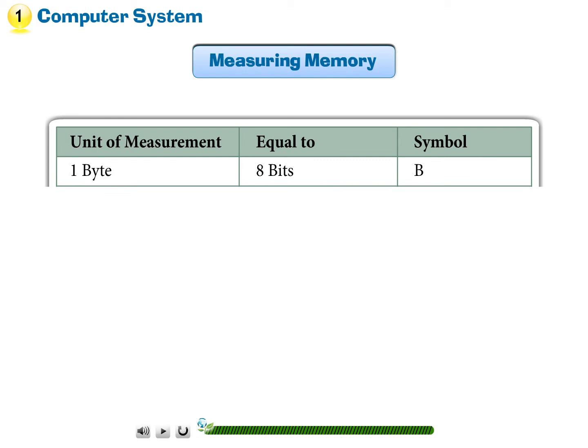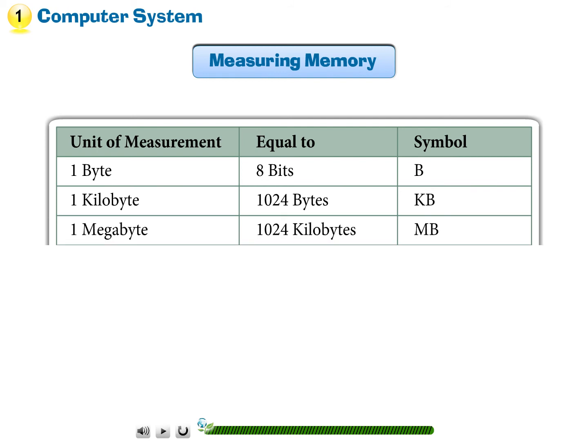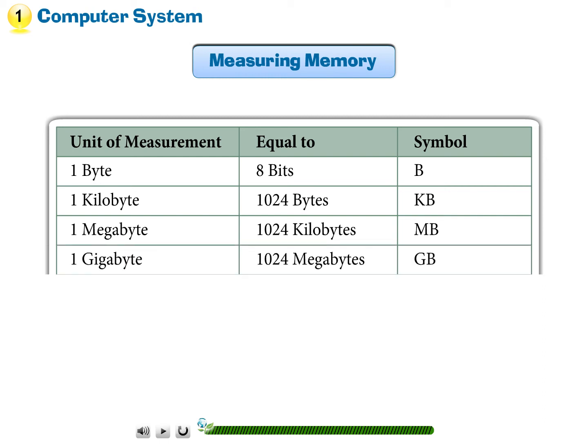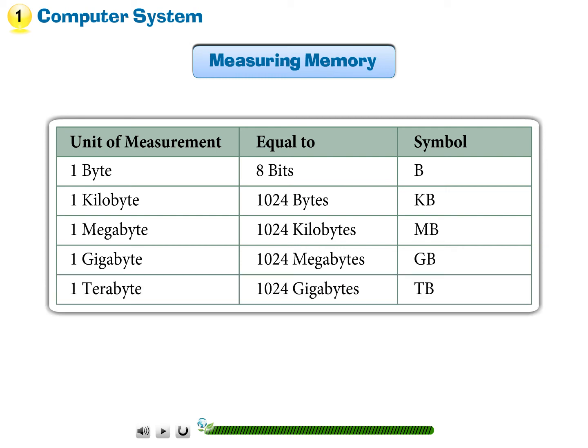1 byte, 8 bits, B. 1 kilobyte, 1024 bytes, KB. 1 megabyte, 1024 kilobytes, MB. 1 gigabyte, 1024 megabytes, GB. 1 terabyte, 1024 gigabytes, TB.